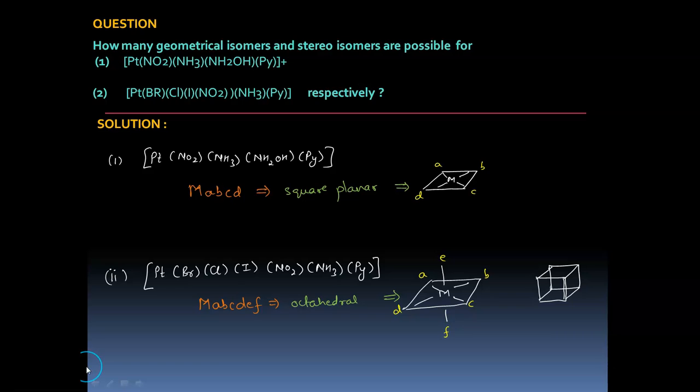Now in this video, we discuss an important question where we have to calculate the geometrical and the stereoisomers possible for a particular coordination complex molecule. So the question says, how many geometrical isomers are possible for this molecule? First of all, we will have to draw the molecule. That is Pt, NO2, NH3, NH2OH, pyridine.